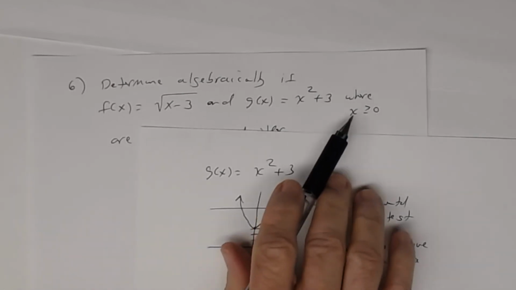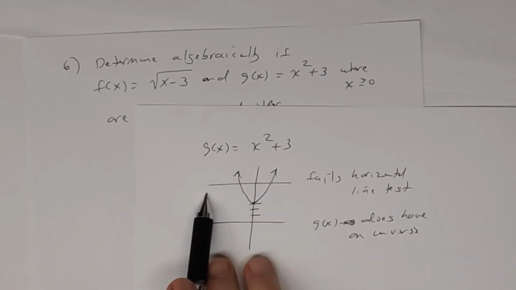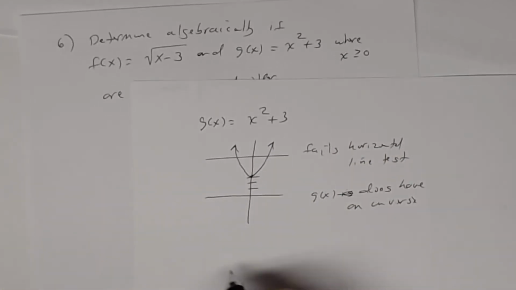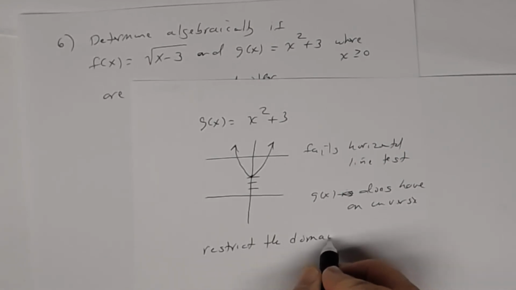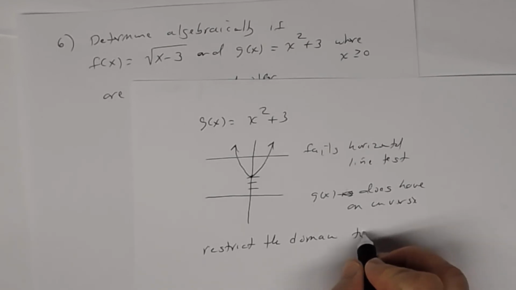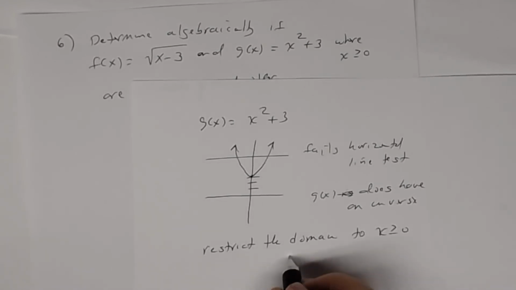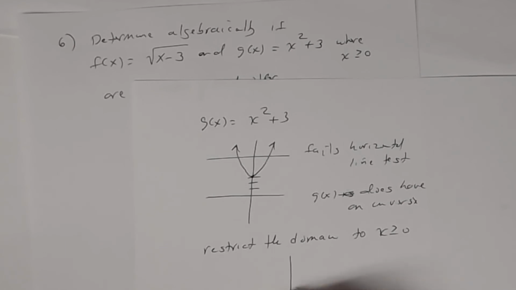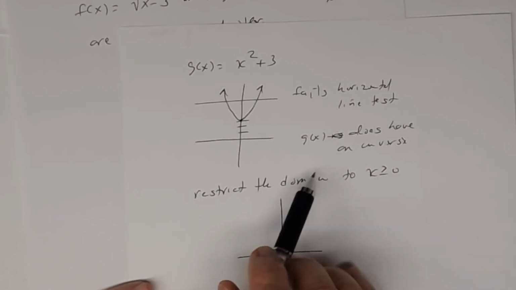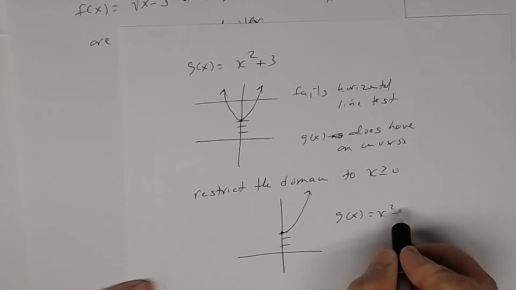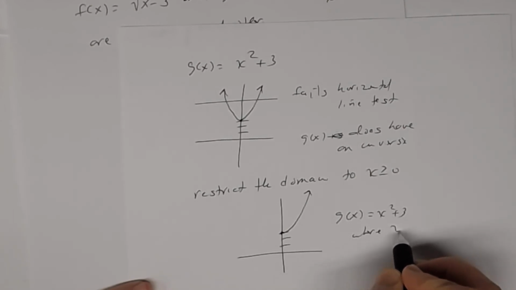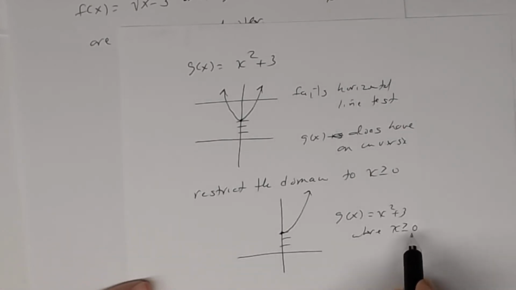Okay, but if we restrict the domain, see the domain here is all real numbers. If you restrict the domain to x is greater than or equal to 0, we get this graph. 1, 2, 3, and this is the graph that we get. So notice this graph is the graph of g of x, which is x squared plus 3, but where we're only using the positive real numbers or 0.